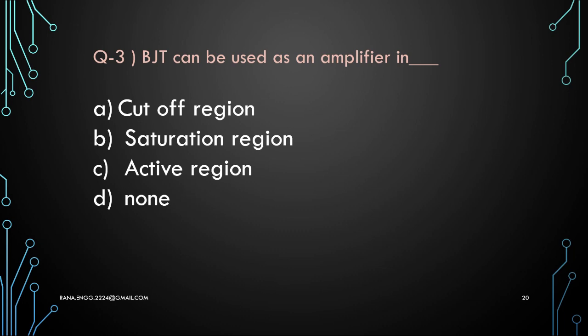The next question is: BJT can be used as an amplifier in dash dash. You have a few modes and one option, none. You have to answer this one. Your time starts now.